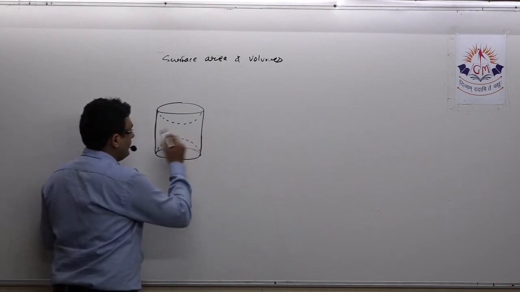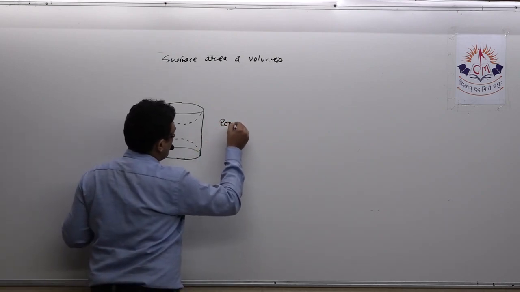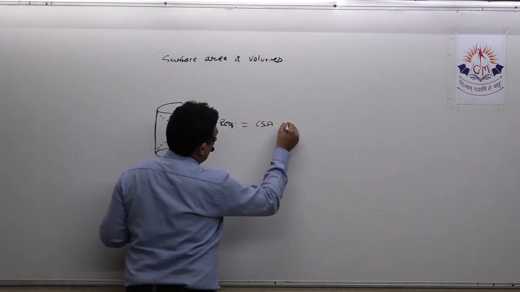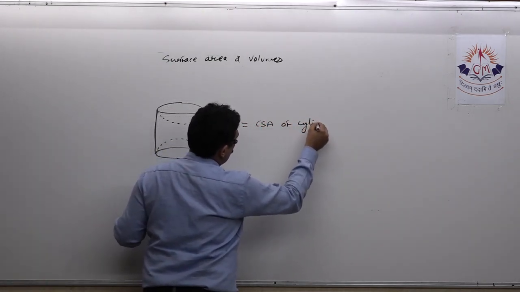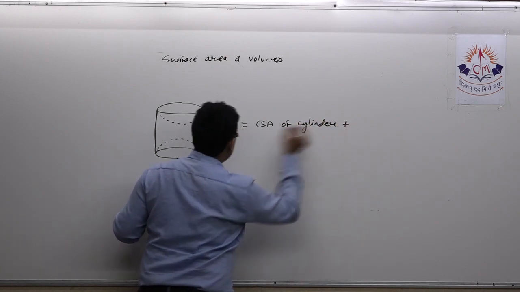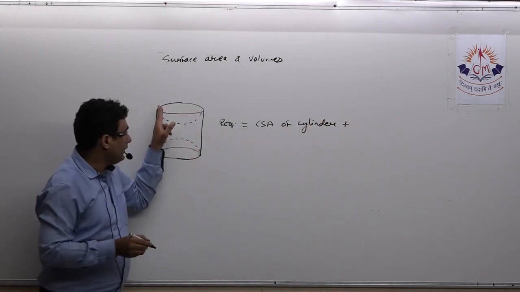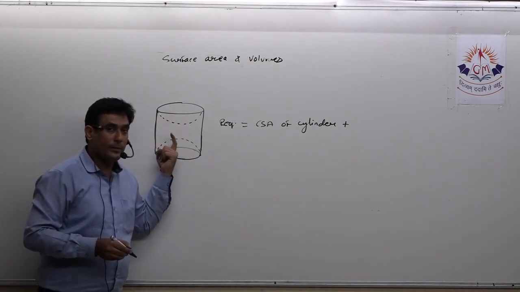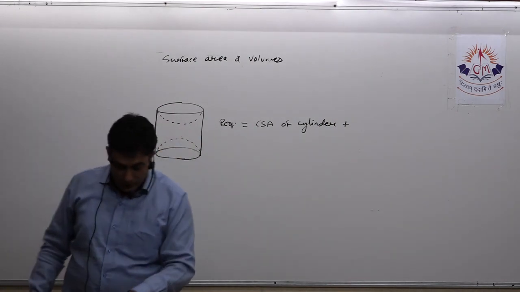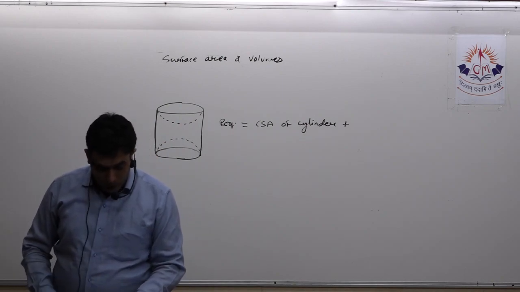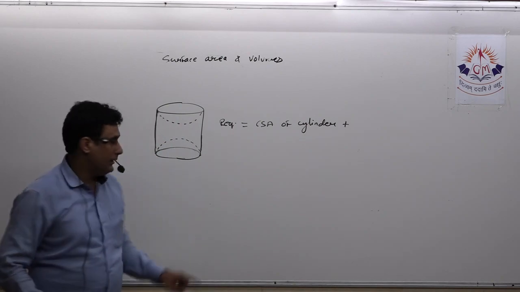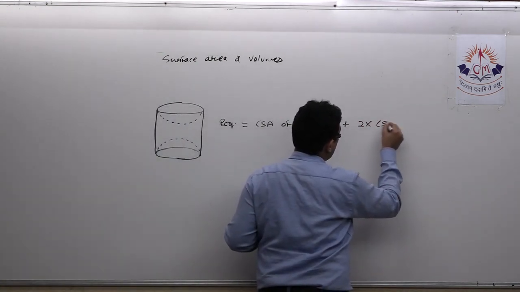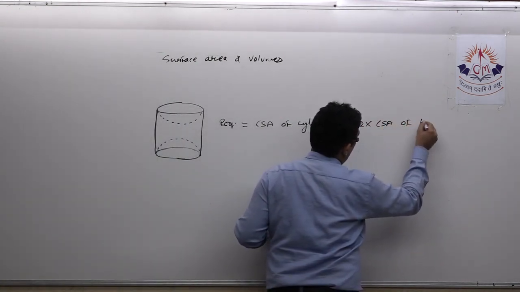So here it is possible to paint or color on the CSA of the cylinder, as well as on this hemispherical depression. And one thing more, there are two such depressions. A hemispherical scoop is taken out from each end of the solid cylinder. So plus 2 into CSA of hemisphere.